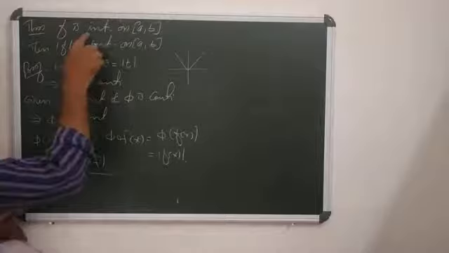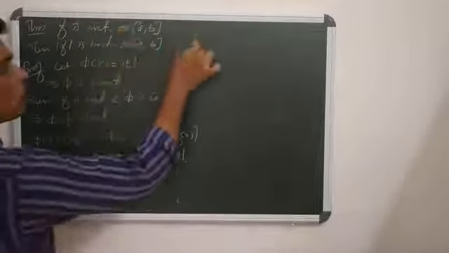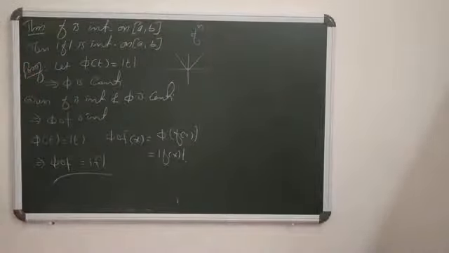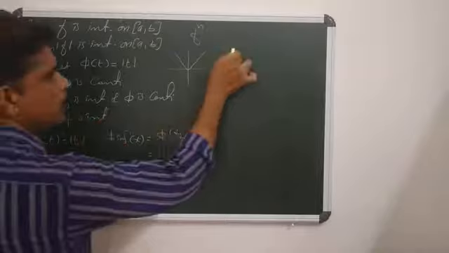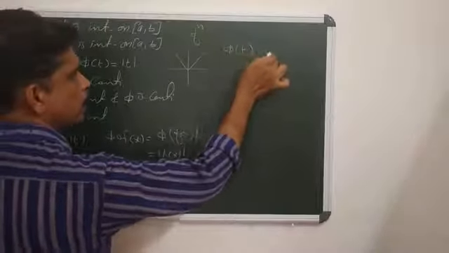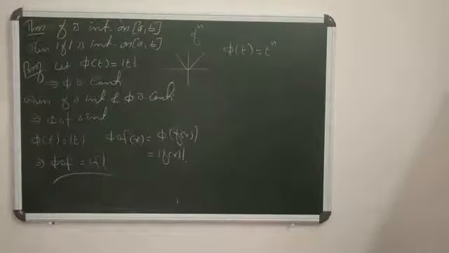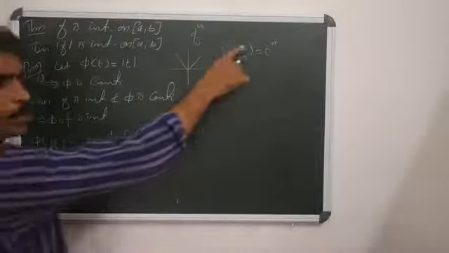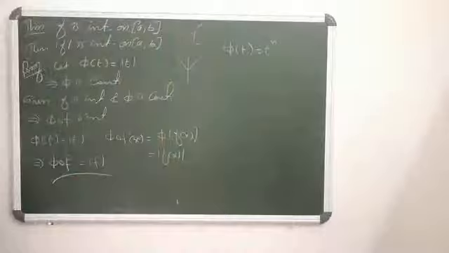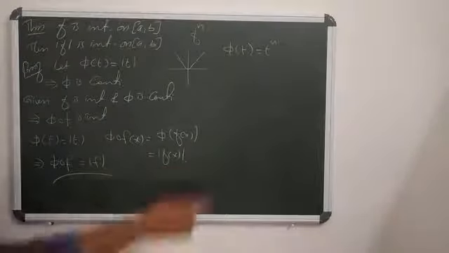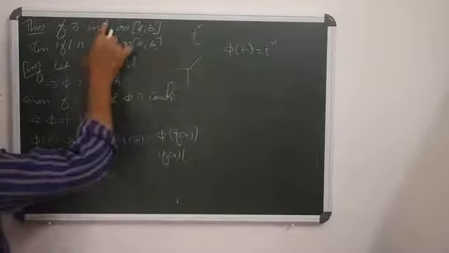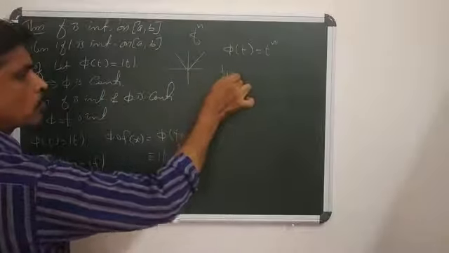Now the second part: when f is integrable on [a, b], f^n is also integrable on closed [a, b]. How? Same argument. You define phi of t equals t power n. What is t power n? That's a polynomial. We know that a polynomial function is a continuous function. So phi is continuous, f is integrable, so phi composition f is integrable.